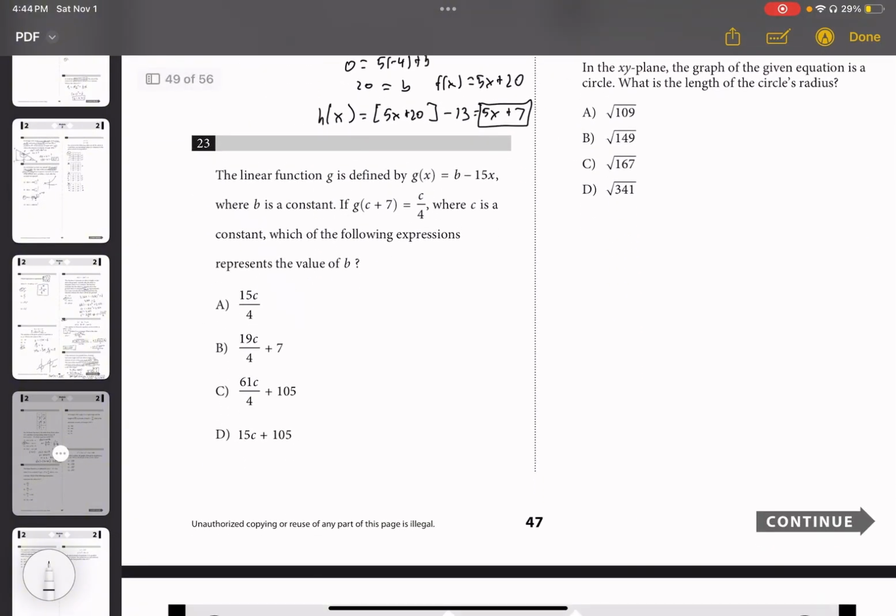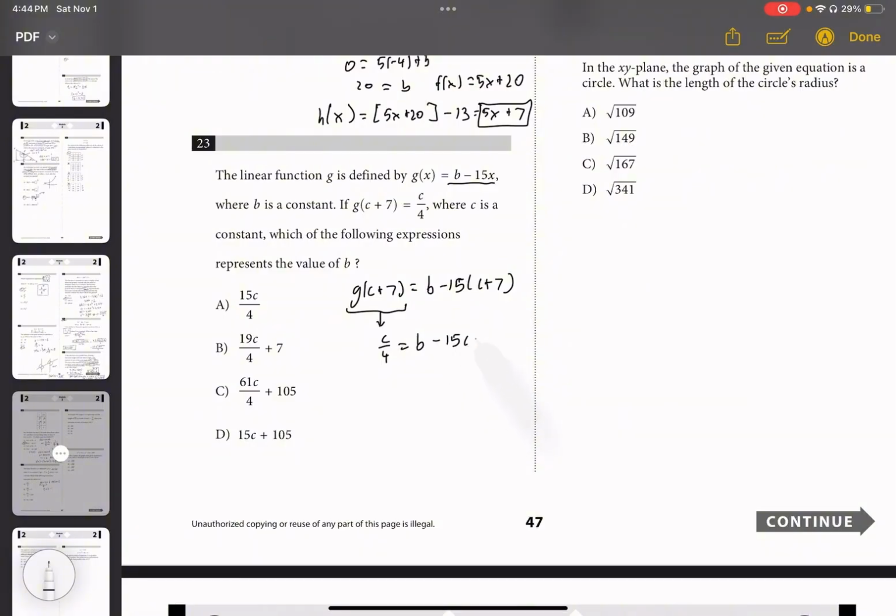Question 23, the linear function g is defined by g of x is equal to b minus 15x, where b is a constant. If g of c plus 7 is equal to c over 4, where c is a constant, which of the following expressions represents the value of b? Okay, so the value of b we need to solve for, so we know g of c plus 7 is equal to, now we're going to plug it into this, b minus 15 times c plus 7. And we know this value right here is equal to c over 4.